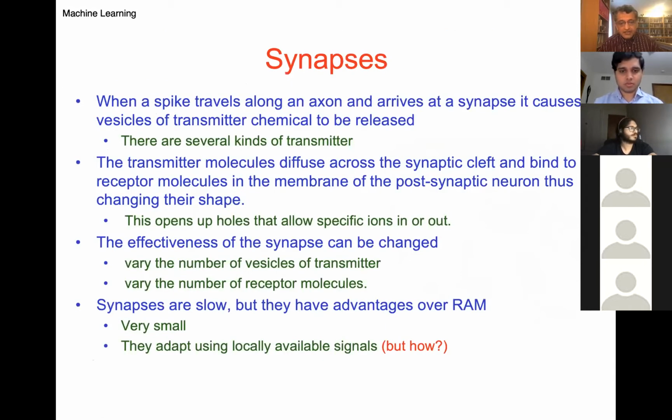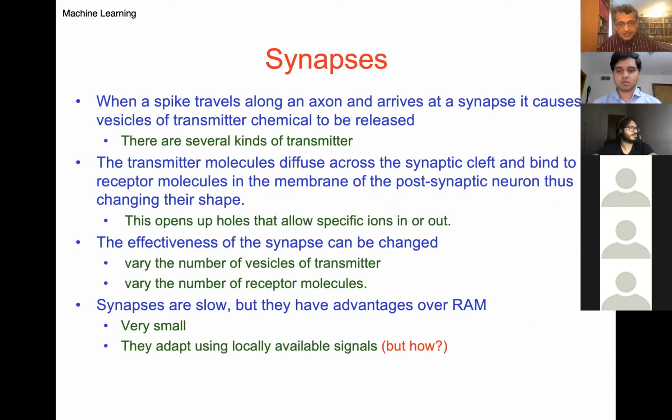Oh, okay, a lot more detail. Do we want to learn more about synapses? When a spike travels along an axon and arrives at a synapse, it causes vesicles of transmitter chemical to be released. There are several kinds of transmitters. The transmitter molecules diffuse across the synaptic cleft and bind to receptor molecules in the membrane of the postsynaptic neurons, thus changing their shape. This opens up holes that allow specific ions in or out.